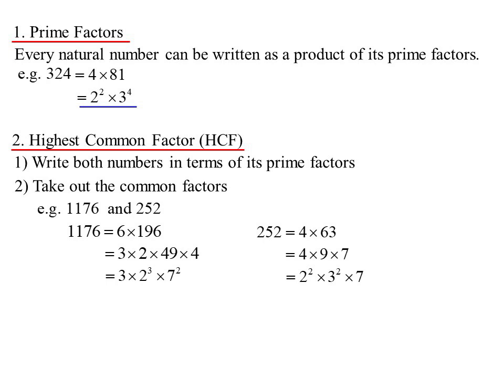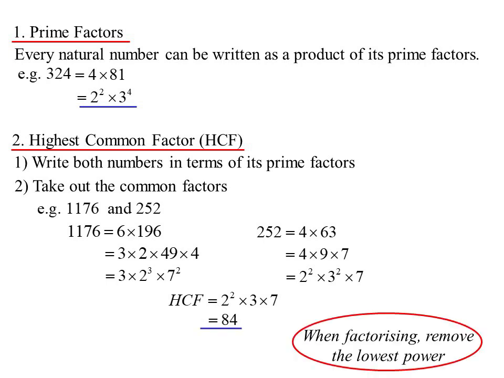So the highest common factor, it's just like algebra, where we factorise out. And of course, when we're factorising, you always remove the lowest power. So in this one, 3 to the power of 1 is the lowest power, 2 squared is the lowest power that they both have, and 7 to the power of 1 is the lowest power they all have. 84 becomes the highest common factor.